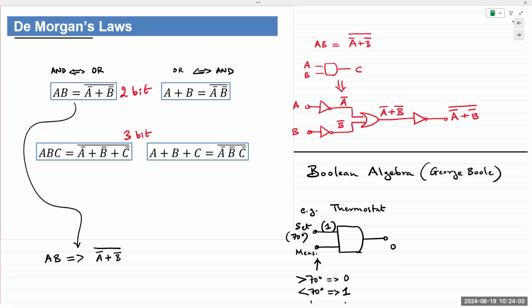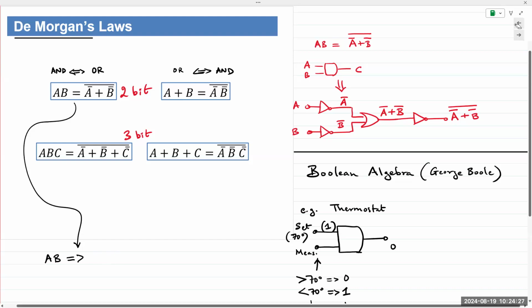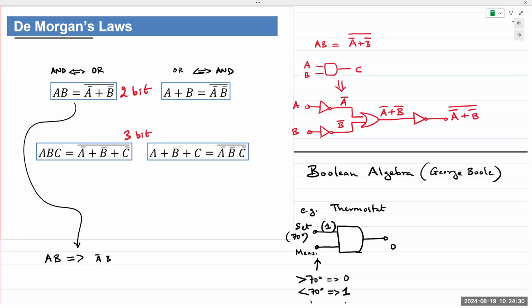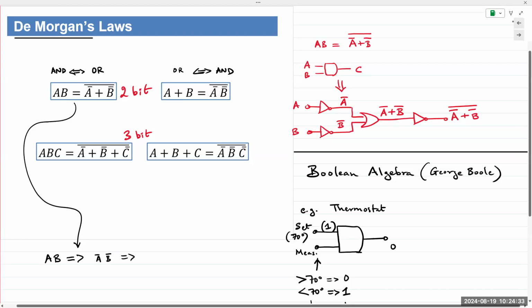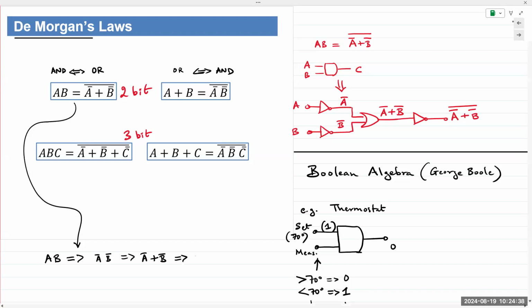Again, you have two inputs, A and B, and instead of using an AND gate, we like to use an OR function or an OR gate. Then we would invert both the inputs, convert it into an OR function, and then invert the output. Three-step process. Okay, three-step process. So invert both inputs, then perform the OR function, and then finally invert the output.